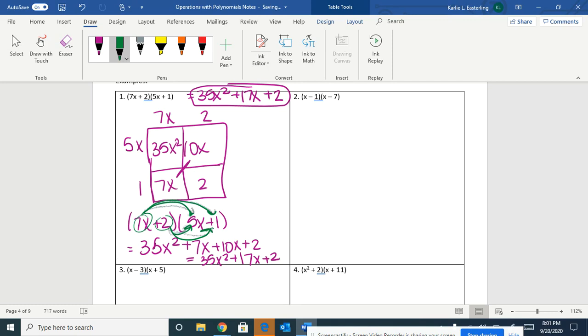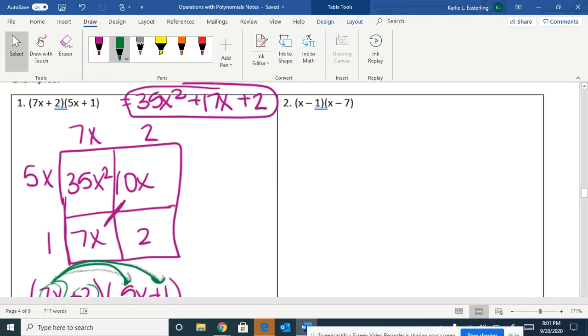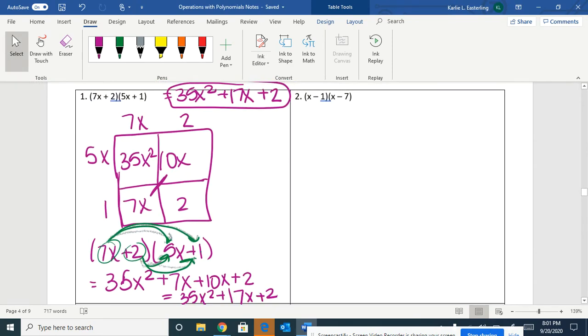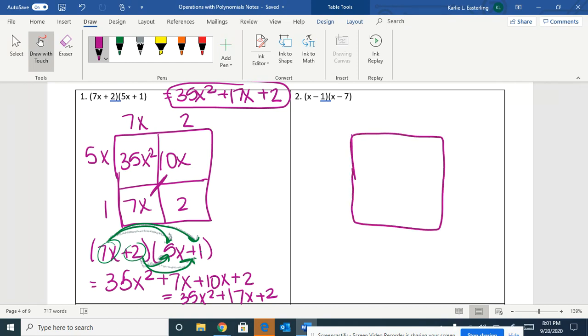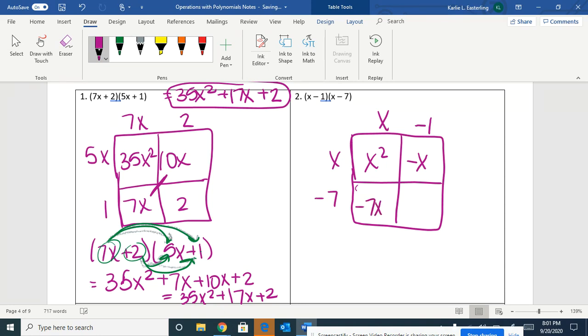So on this number 2, let's do the box method so that y'all can see it whenever we're looking at negative terms in there. So I'm going to go ahead and draw my box. I'm looking at x and -1. So you got to make sure that you bring those signs with it if there's a negative out in front of it. So then we'll look at x and -7. So x times x is x squared. x times -1 is -x. -7 times x is -7x. And -7 times -1 is going to give us +7.